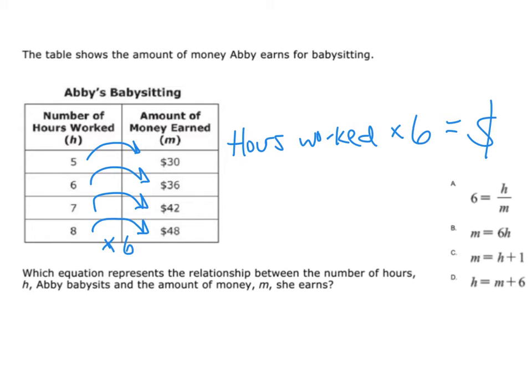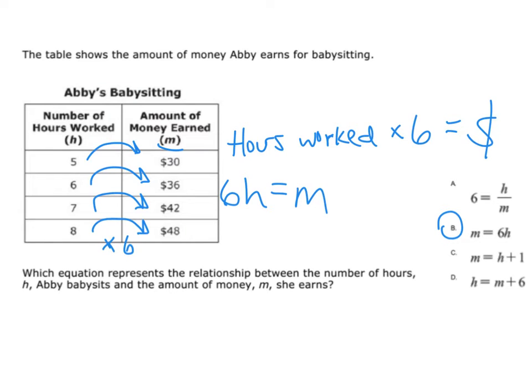Okay, so if we sub in the actual variable for this, instead of writing hours worked, we could write H. That gets multiplied by 6. In other words, that is 6H, and that's equivalent to the amount of money earned, which is M. So 6H equals M, or M equals 6H is the same thing. So our answer is going to be B.